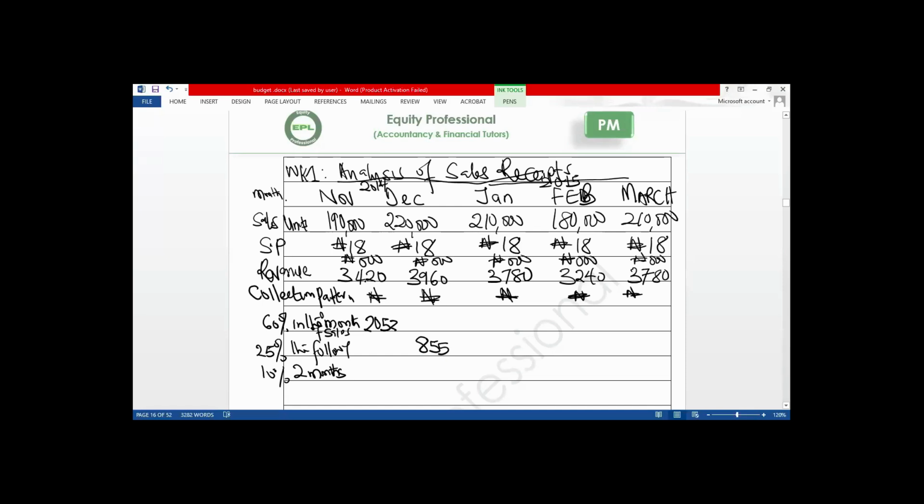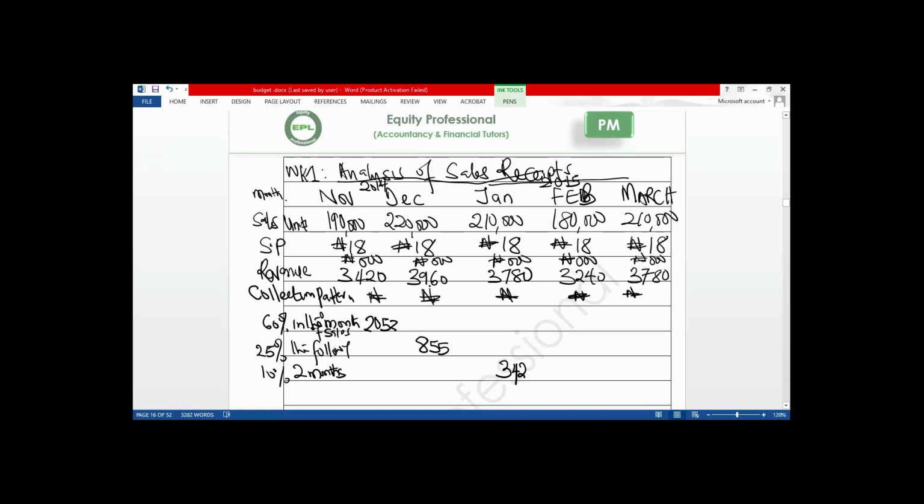2 months later, we are going to collect 10%. 2 months after November, that will be January. 10% of 3,420 to be collected in January. That will give me 340. Look at it: 60% November, 25% December, 10% January.